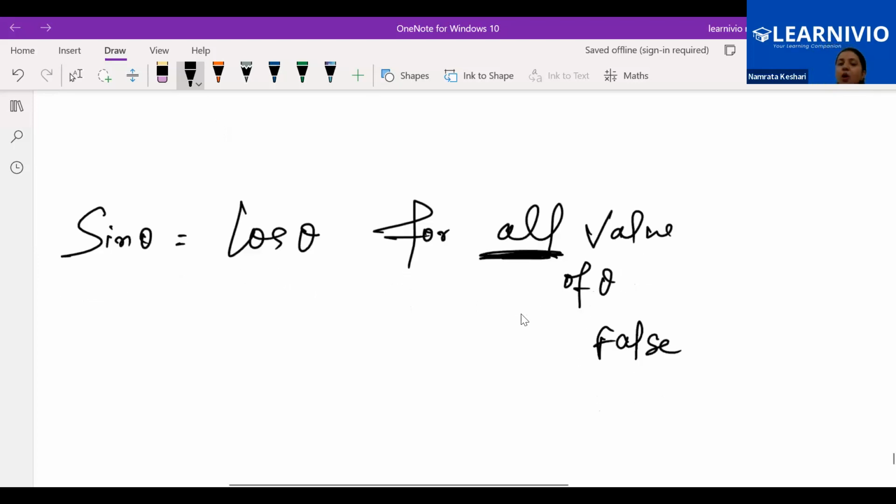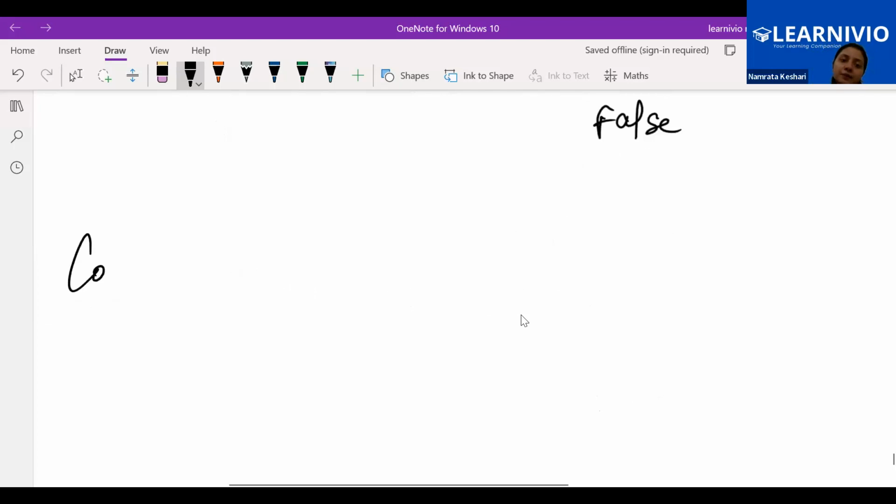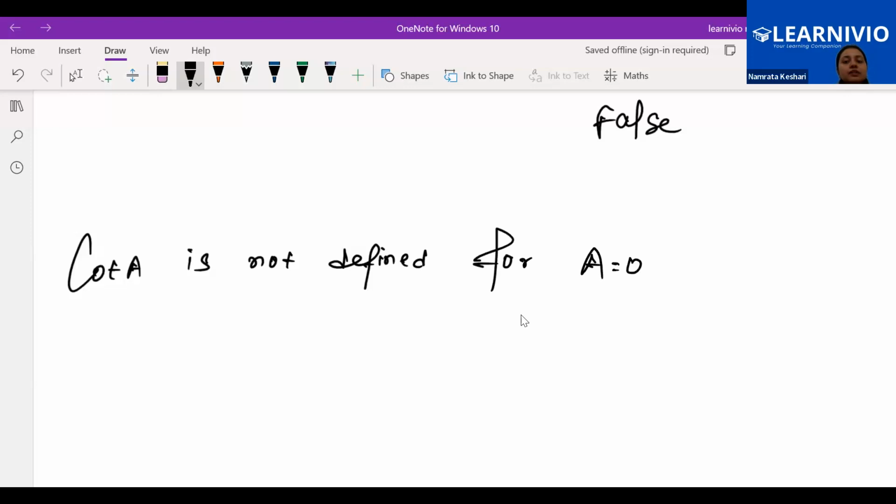Now the next is: cot A is not defined for A equal to 0 degree. What is the value of cot 0? Cos 0 over sin 0, not defined. So it is true, right? Yes. Yeah, it is true.